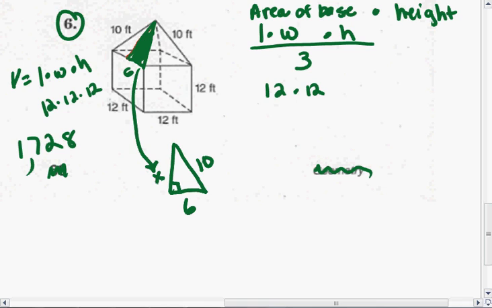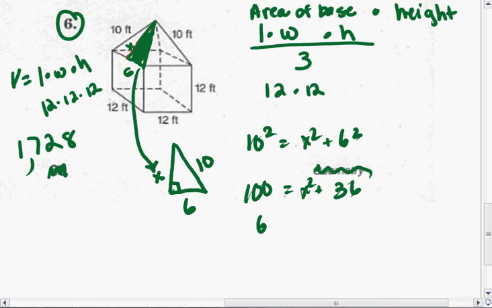And I want to find the slant height, x. That's the part that I'm looking for right now. So I'm going to use Pythagorean theorem to do that. 10 squared equals x squared plus 6 squared. 10 squared is 100. 6 squared is 36. I'm going to need to subtract 36 from the 100. I'll get 64. I'll take the square root of 64, and I'm going to find out that the slant height, that x, is 8. So once again, I've used Pythagorean theorem here to figure out the slant height.